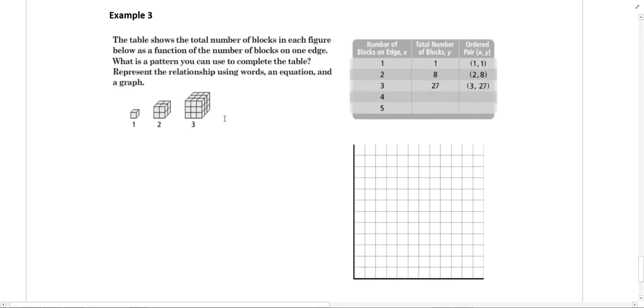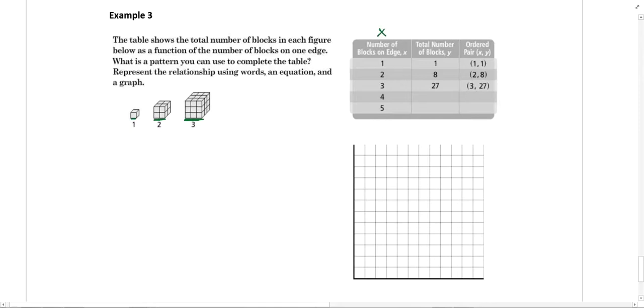Okay, last example. I want you to try this one on your own to the best of your ability, but first I'm going to show you what we should label our axes just so that we have the same thing. So we're looking at number of blocks on edge. So just to make sure you understand what that is. Okay, here's 1 block on edge. Here's 2. Here's 3. So that's the edge that they're talking about for this X right here.